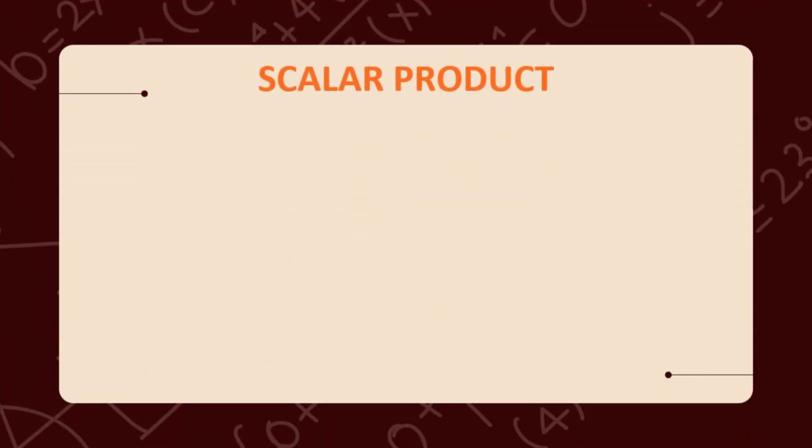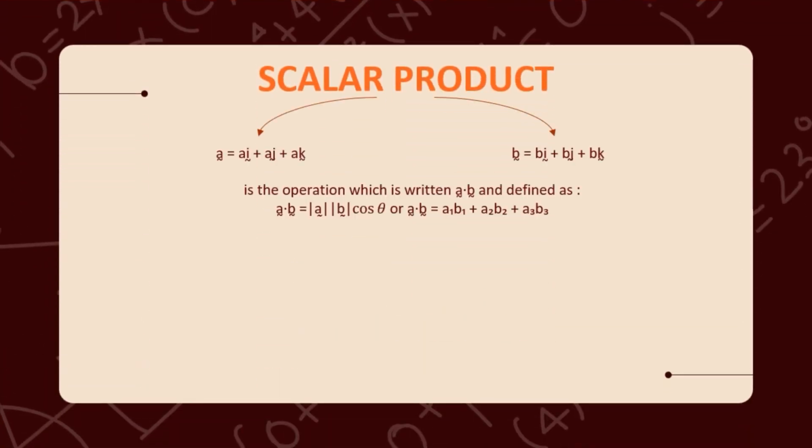Scalar product, also known as dot product. The scalar product of two vectors, A and B, is the operation written A dot B and defined as A dot B equals the magnitude of A times the magnitude of B times cos theta, or A dot B equals A1 B1 plus A2 B2 plus A3 B3.